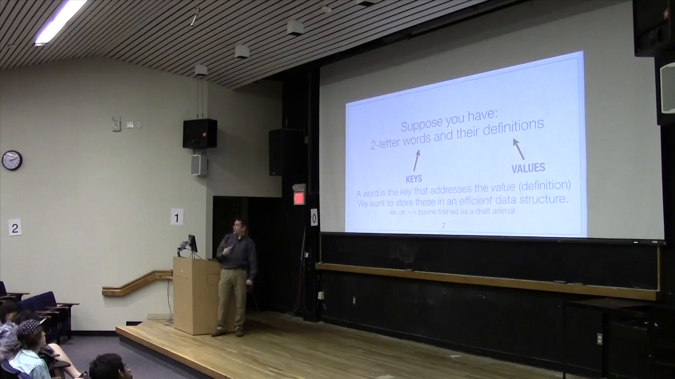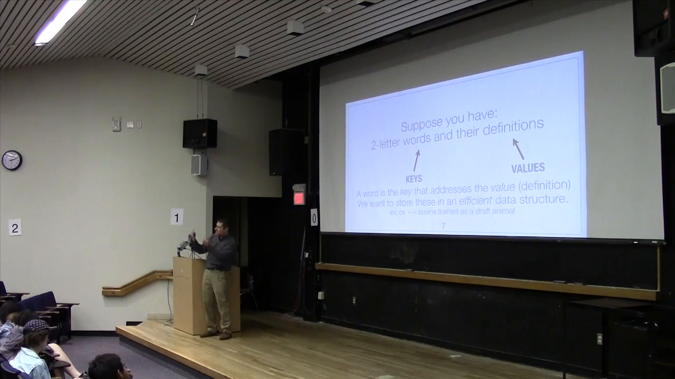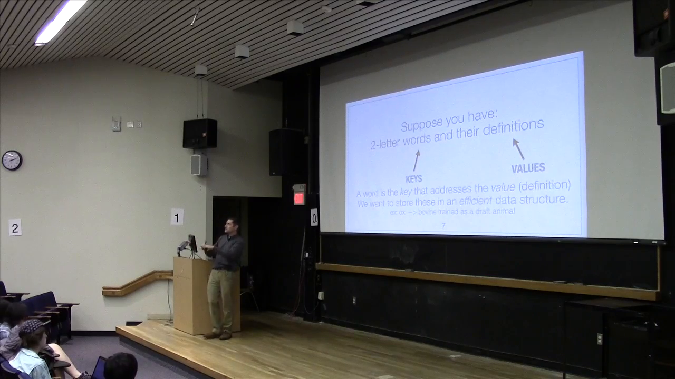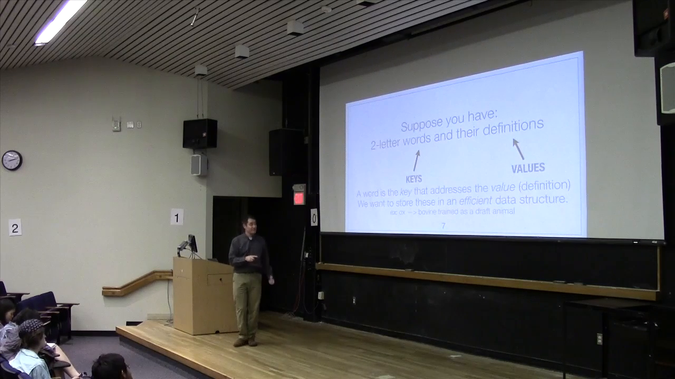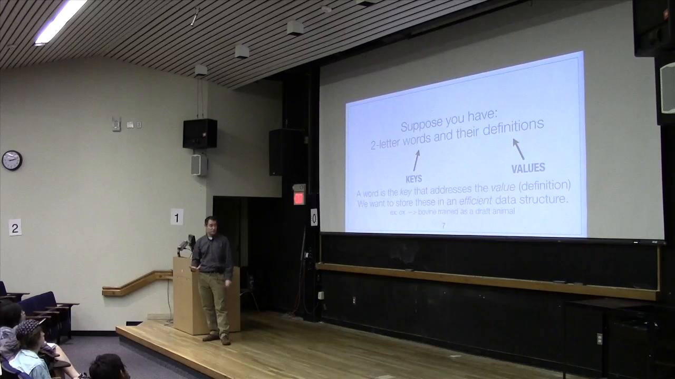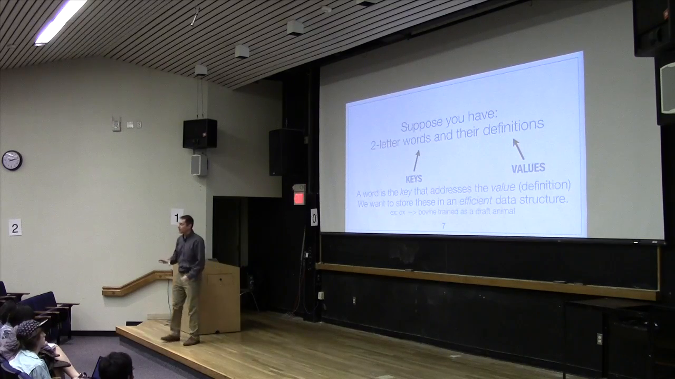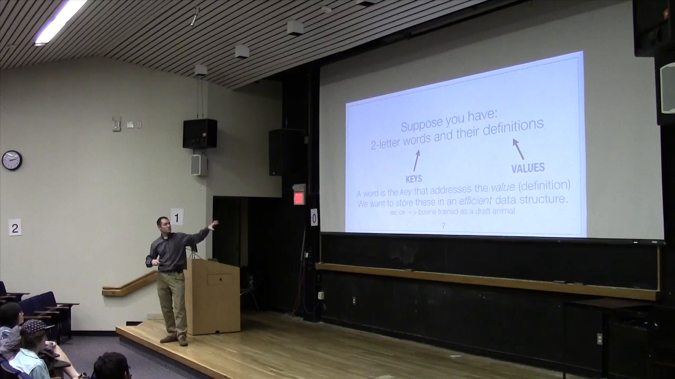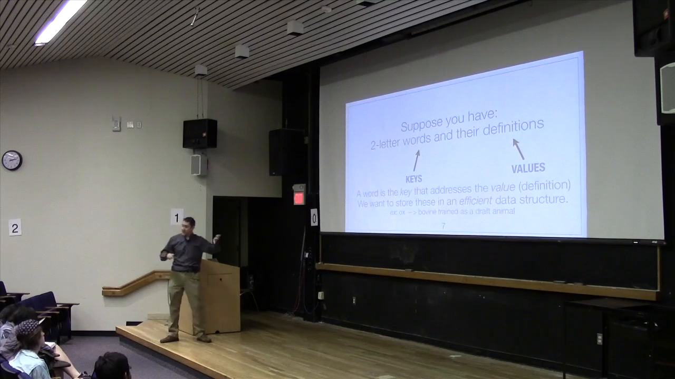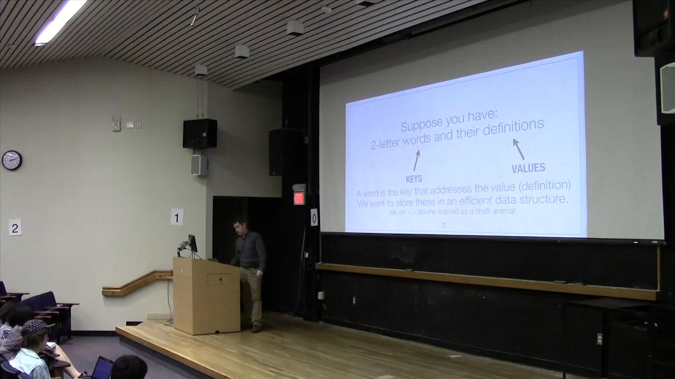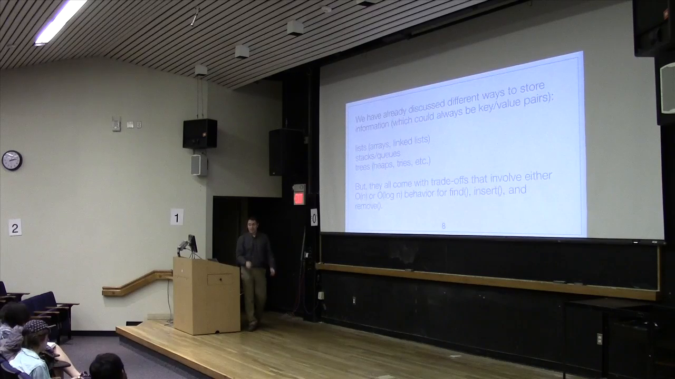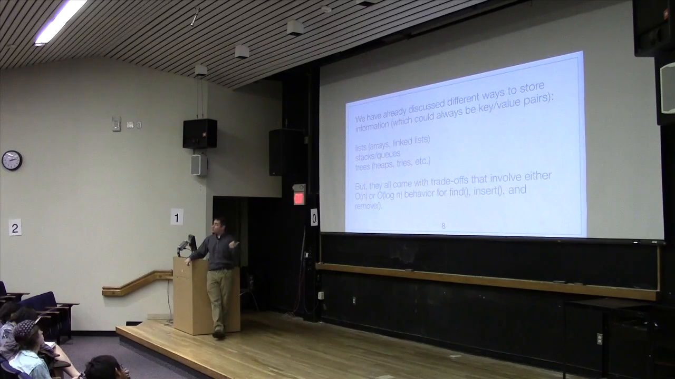And we want to be able to match those 2-letter words with their definitions in some data structure. So in particular, we're going to have the keys, which we've talked about before. In this case, the keys are going to be those 2-letter words, and the values of those keys are going to be the definitions that we're trying to store. And the key here, no pun intended, is that we want to store them in an efficient data structure. Now, we've been talking about that the whole class, right? What's an efficient data structure? And we've done pretty well with some of these data structures. We have already discussed a number of different ways that we could do this, right?